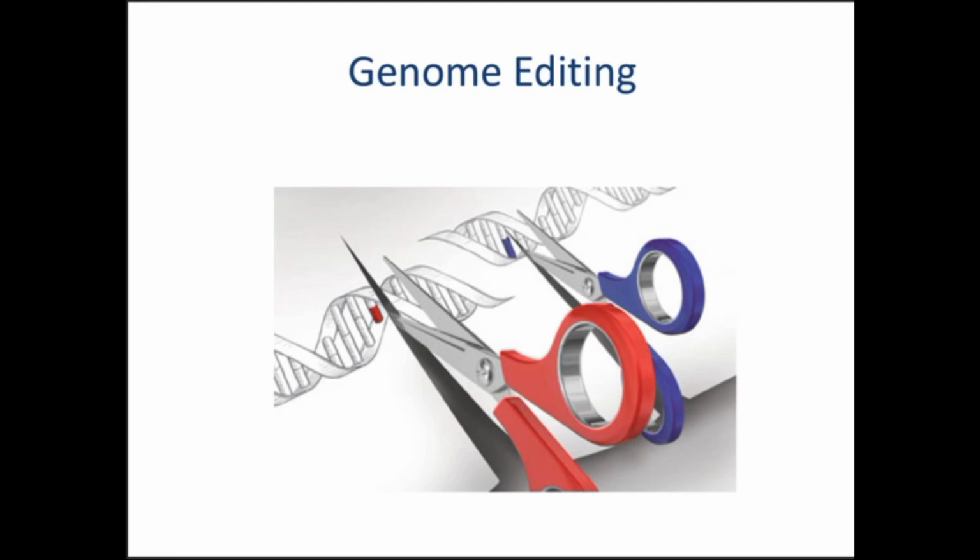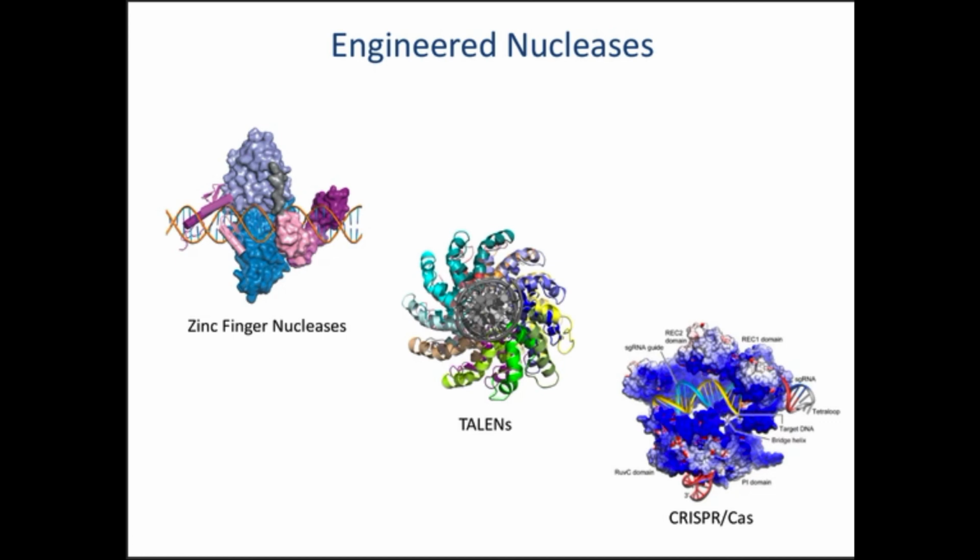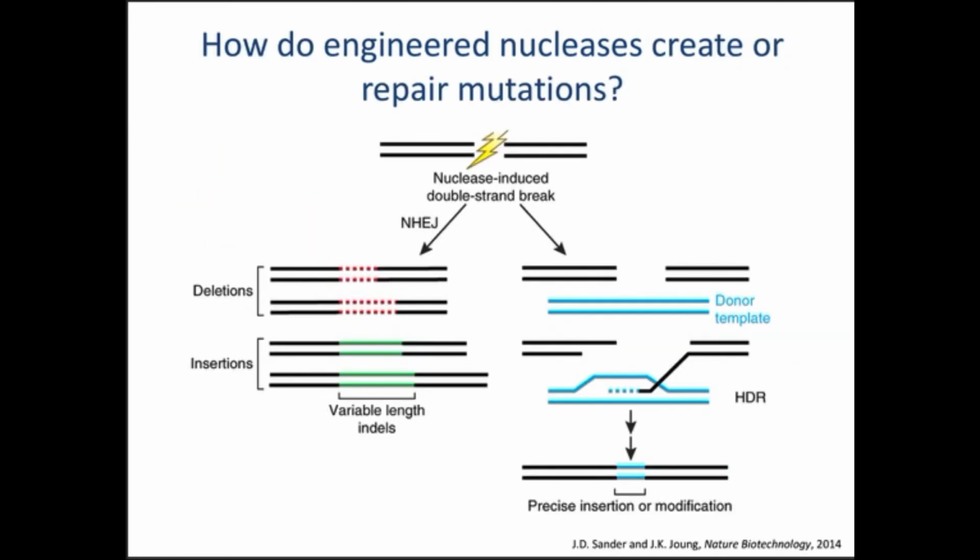And when I started, we were using the earliest of these engineered nucleases, which are meganucleases, but then zinc finger nucleases. And then sort of a godsend was another class of them called TALENs. And then eventually, I think everybody in the audience now knows the CRISPR-Cas system. Whichever of these engineered nucleases you use, what you're ultimately doing is creating a double-strand break.